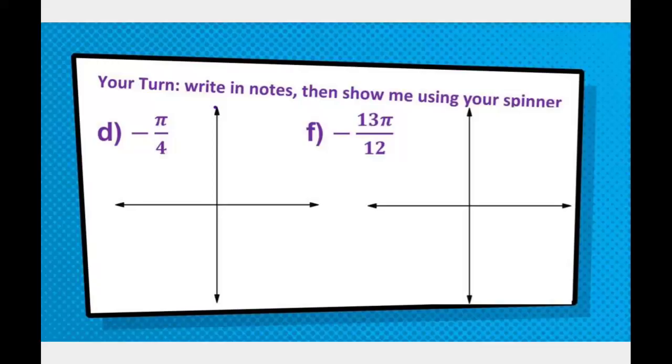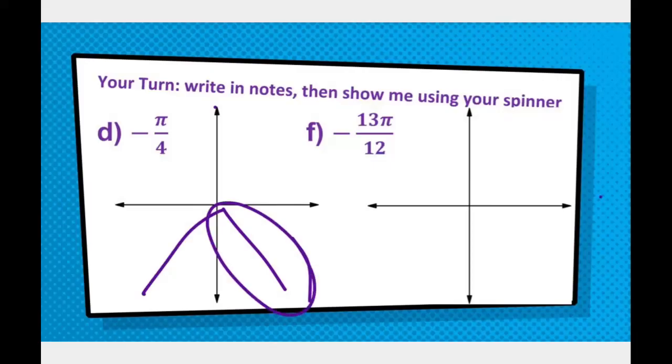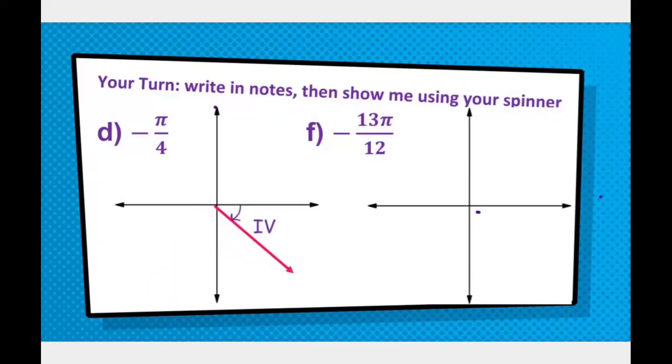All right, I would encourage you to try this if you're doing this for the first time, but negative pi over 4, I would divide that up. Well, first of all, I know that pi over 4 is in quadrant 1. So negative pi over 4 should just be in quadrant 4 right here. But I can divide this up into 4 approximately equal spaces. 1, 2, 3, 4, and I want one of them. And that will be in quadrant 4.